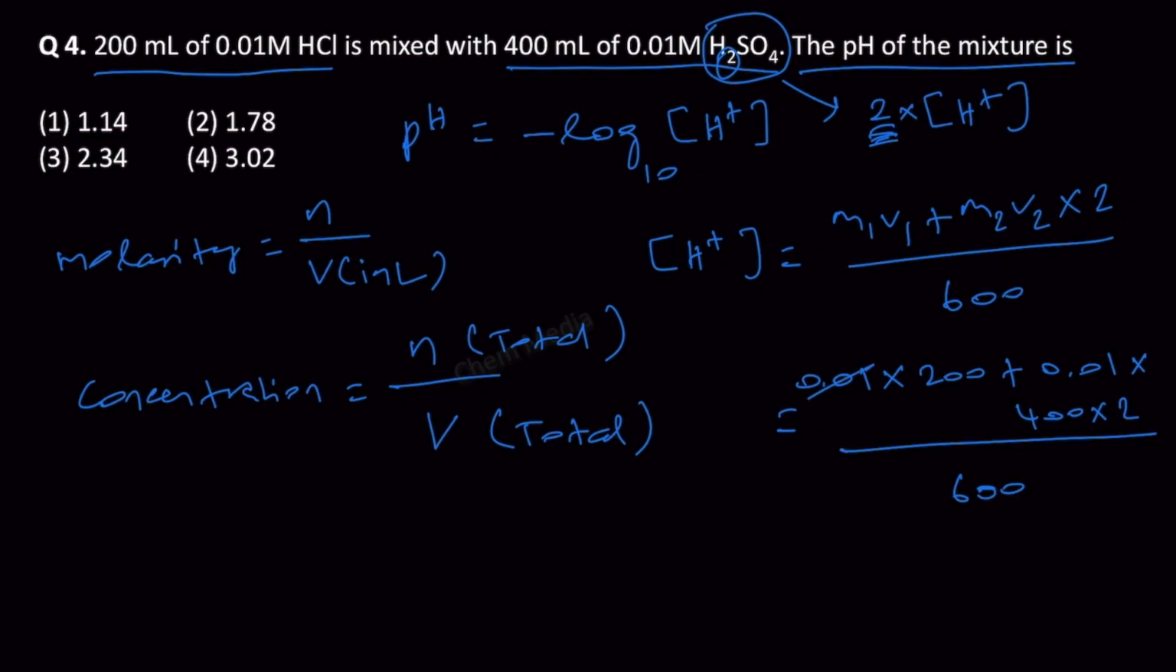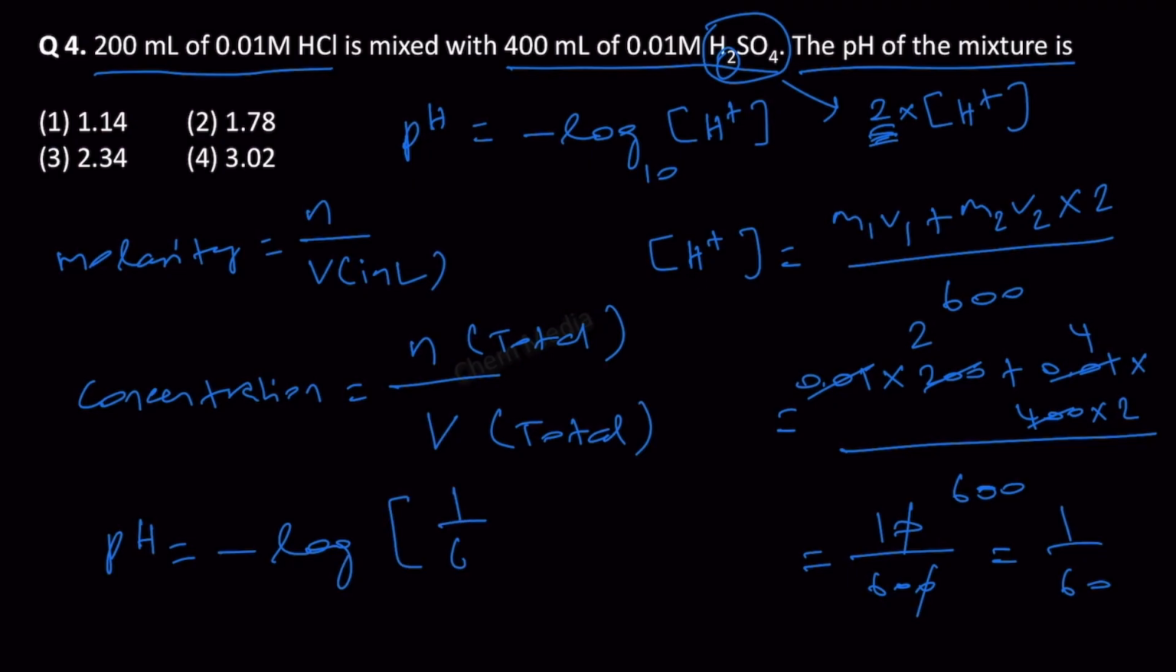So, this will be simply 2 because we have 10 to the power minus 2, 10 to the power 2. So, 200 is 2 times 10 to the power 2. Therefore, this will be simply 4. So, 4 times 2 is 8 plus 2 is 10. So, 10 by 600, the 10s we can cancel. Therefore, 1 by 60. So, this means pH is equal to minus log 1 by 60.